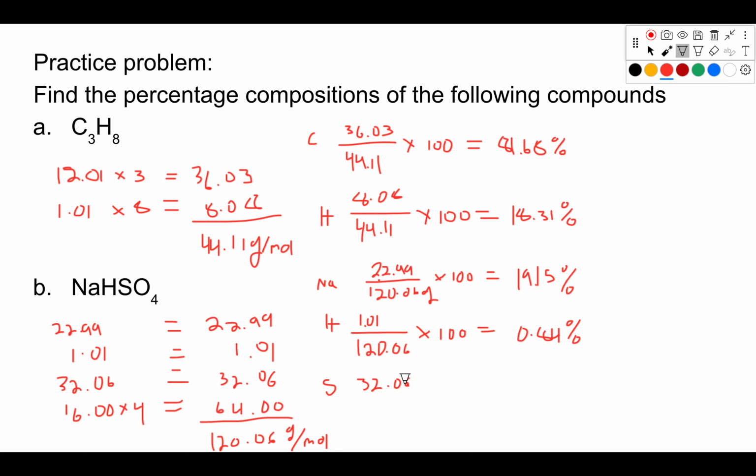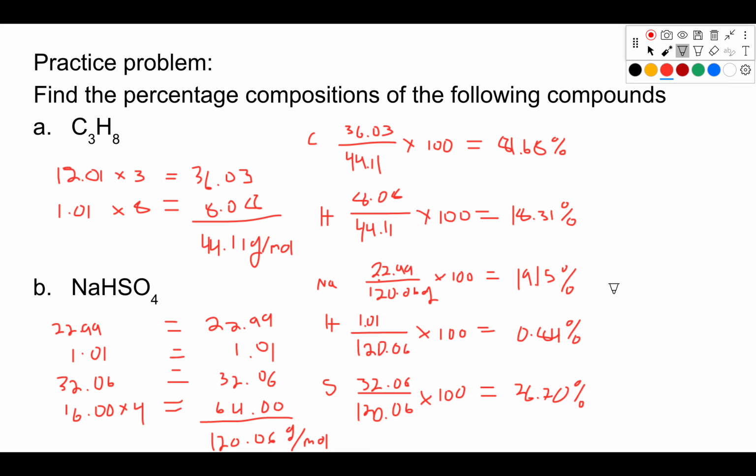Then we'll do sulfur, which we said was 32.06. Once you've figured out what you're doing here, this just becomes a repetitive process. And it's much more difficult to write on here than it is on my iPad, so I'm a little slow, but bear with me. And we come out with 26.70%.